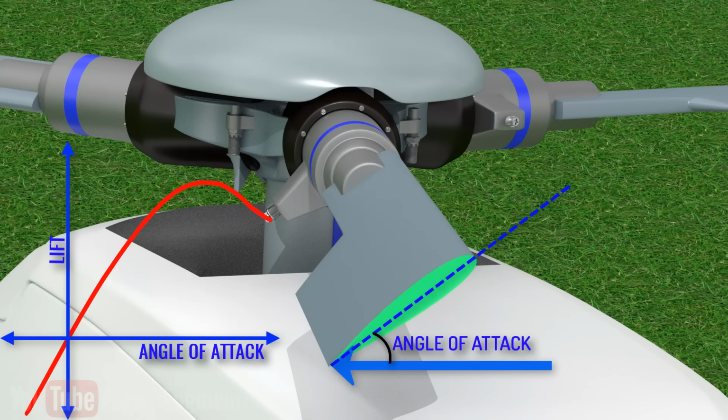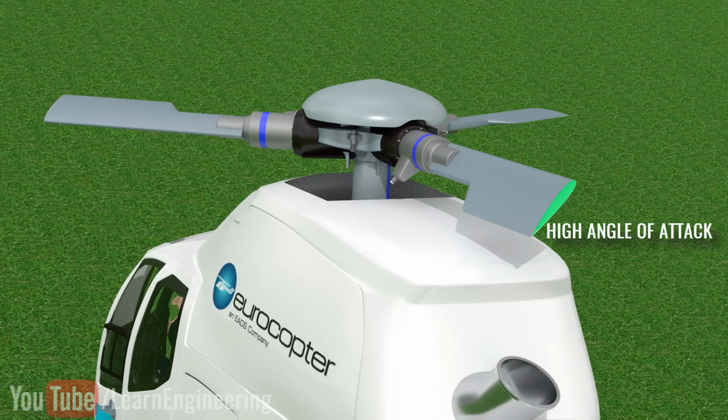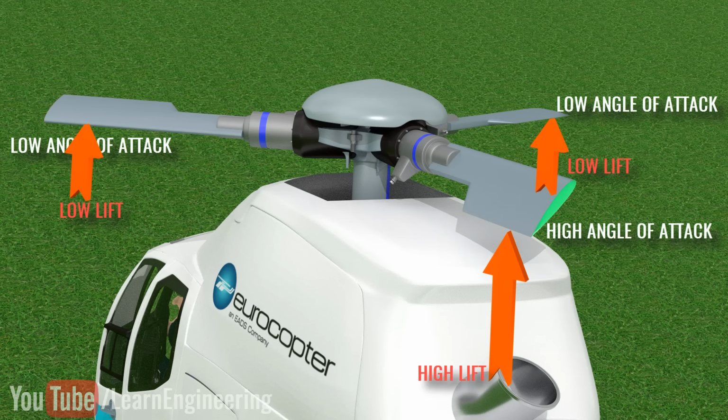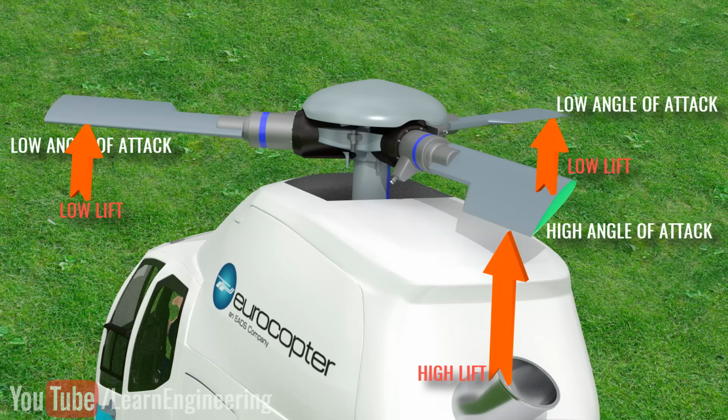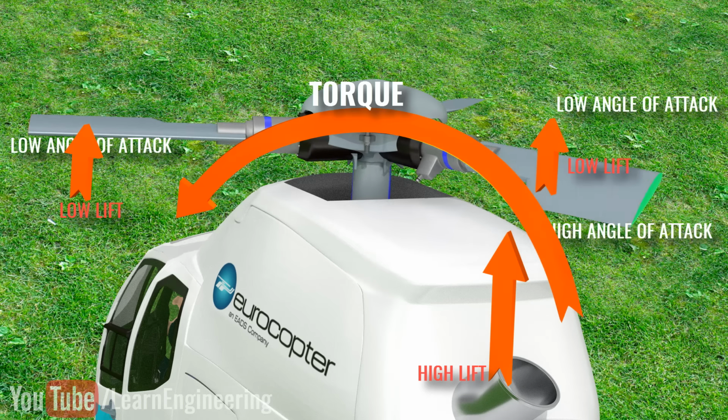Now think for a moment. What happens if one blade were at one angle of attack and others were at a different angle? The lift forces acting on the blades will be different in this case. The variations in the lift forces will definitely result in a torque that can turn the helicopter.